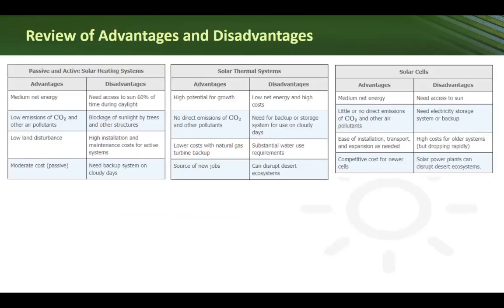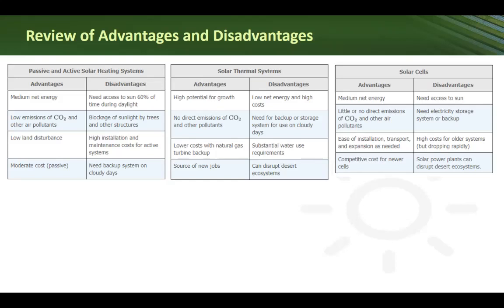So let's finish by reviewing our advantages and disadvantages of different systems. Passive and active solar heating system. Advantages, it does produce a decent amount of net energy. It has very low emissions of CO2 and other air pollutants. It does not have a lot of land disturbance, and its cost is relatively okay. It's moderate. And upkeep, especially if you're going to have a passive solar heating system, upkeep is pretty low. Okay? What are the disadvantages?